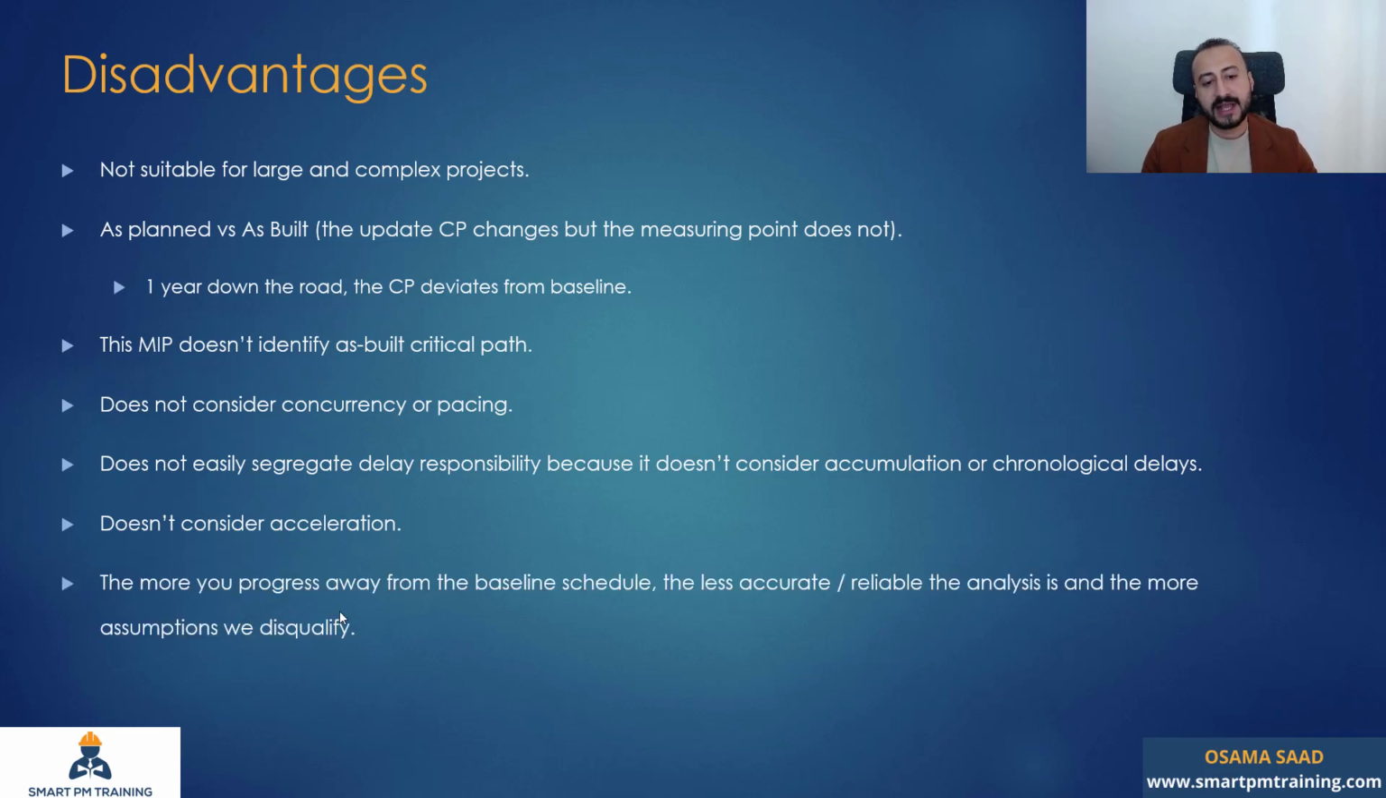The more you progress away from the baseline schedule, the less accurate and reliable the analysis is. As I have mentioned before, because 1 year down the road, the critical path will most likely deviate from the baseline. That's why this method is good for projects where the critical path is unlikely to change. But even if that's the case, you are still considering that the measuring point does not change. It's more theoretical. Anything beyond the data date is an assumption.